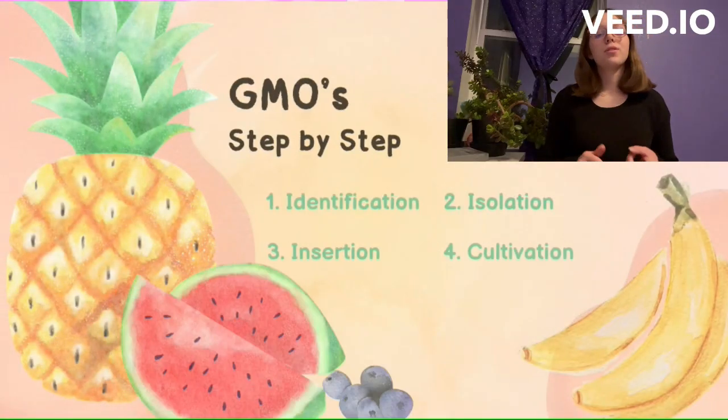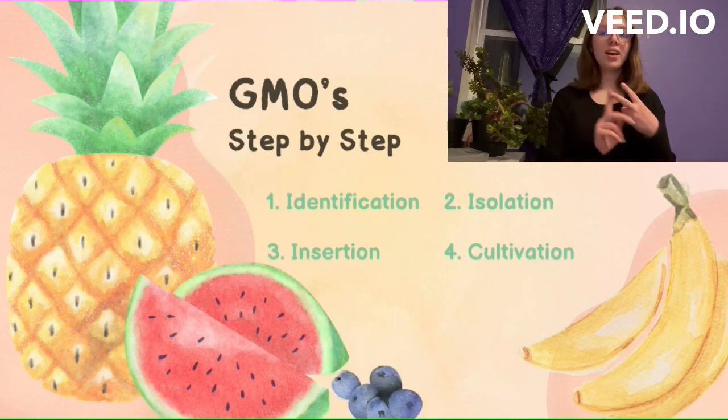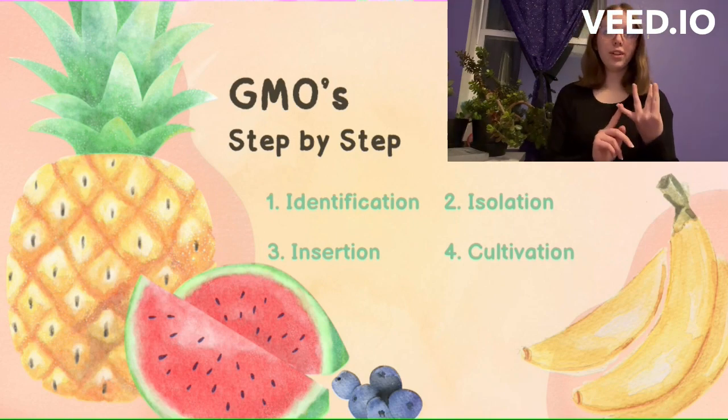Originally created in the 1970s, GMOs have been the subject of copious debate in both public and scientific settings. But many of the naysayers out there lack knowledge of how GMOs really come about. At its most basic level, GMO creation involves 4 steps: identification, isolation, insertion, and cultivation.